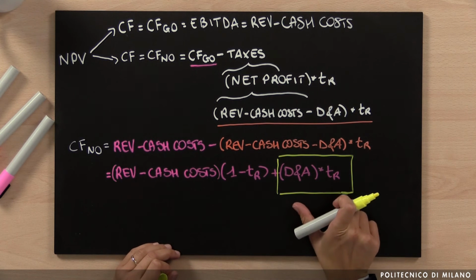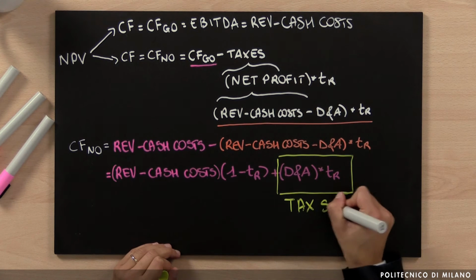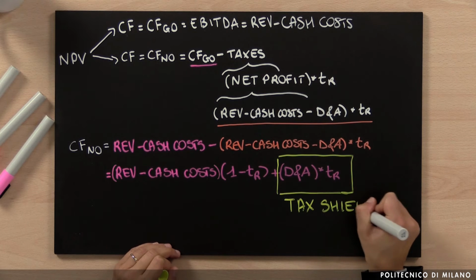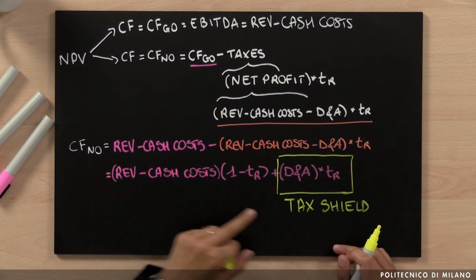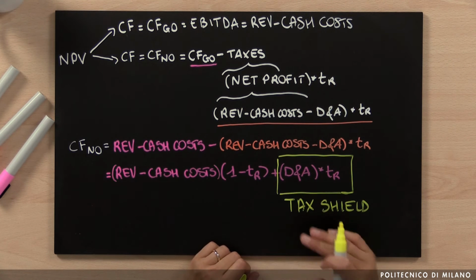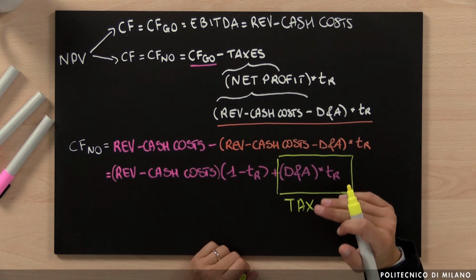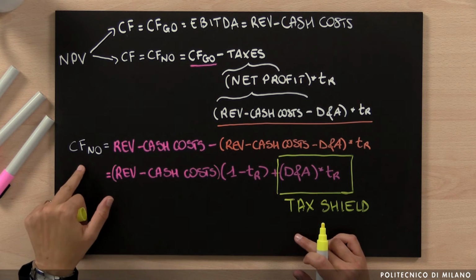This component of the formula is defined as tax shield, to say that in the moment in which we are evaluating our investment, also including taxation, we are including depreciation and amortization. So the higher the value of the depreciation and the amortization, the higher the value of the cash that we are going to include.